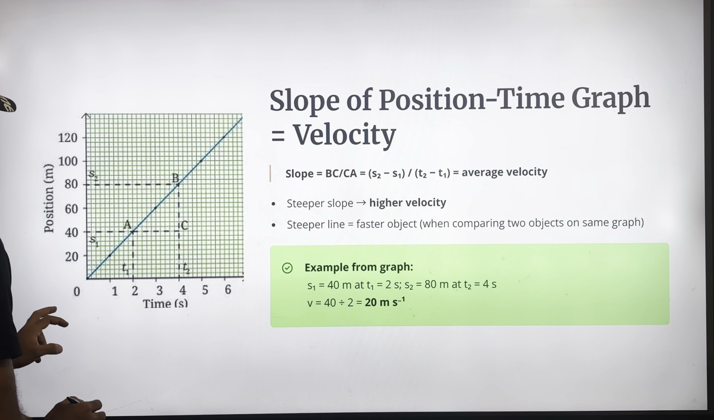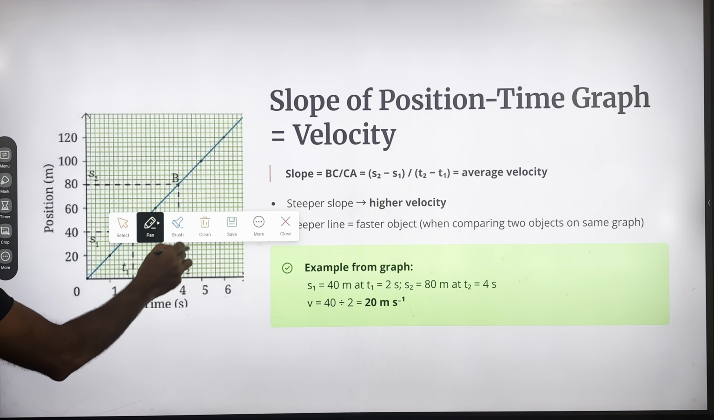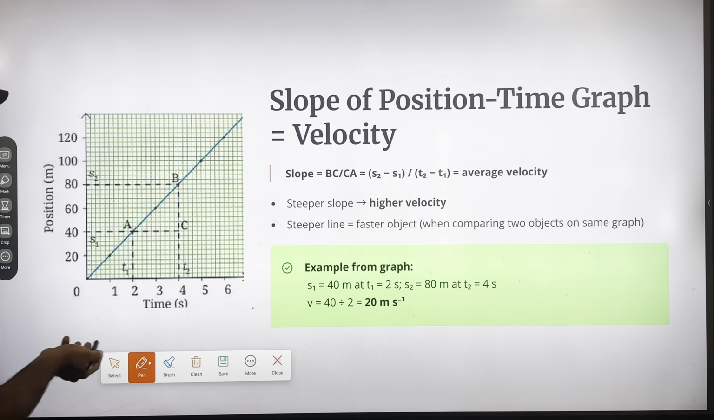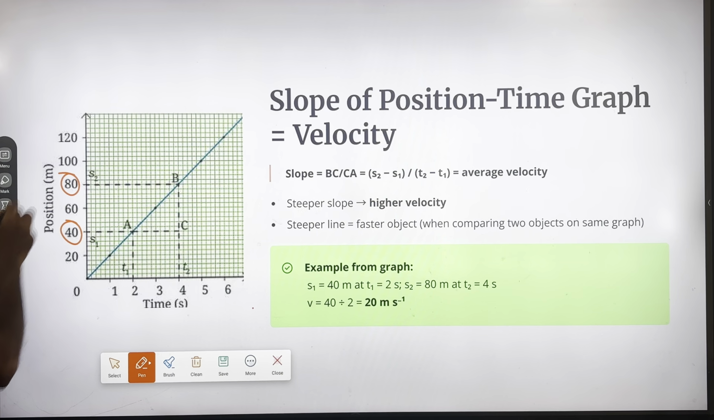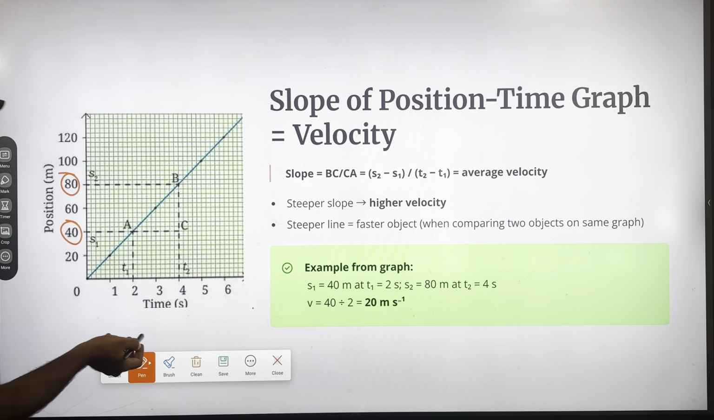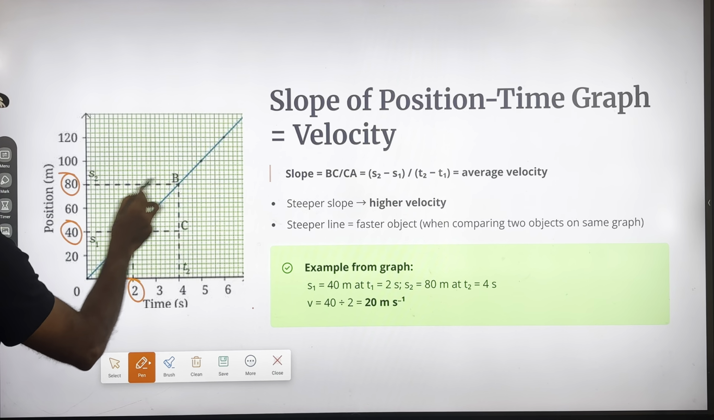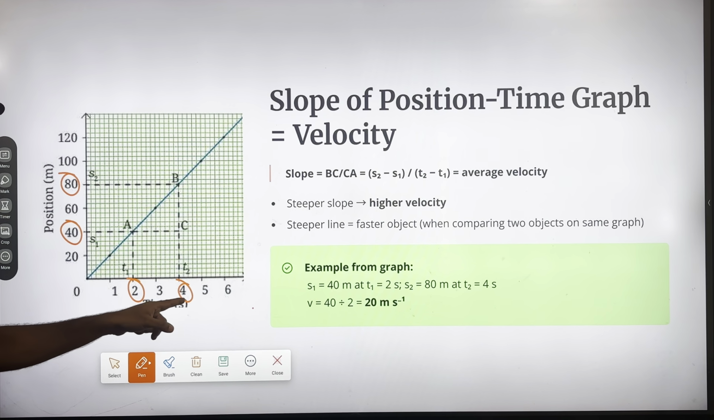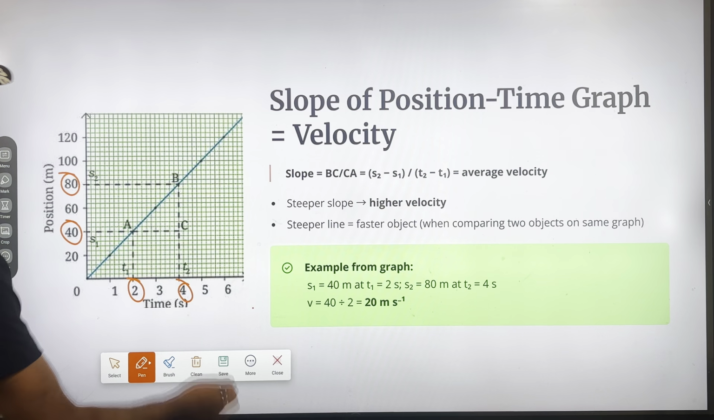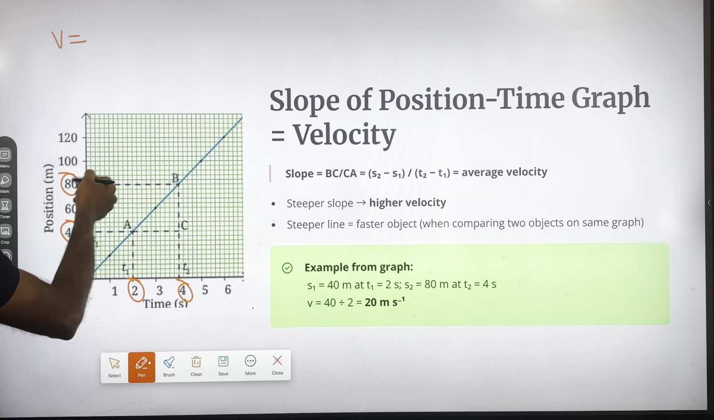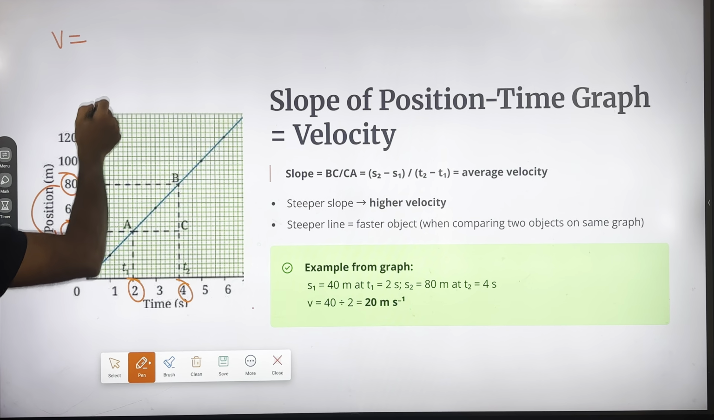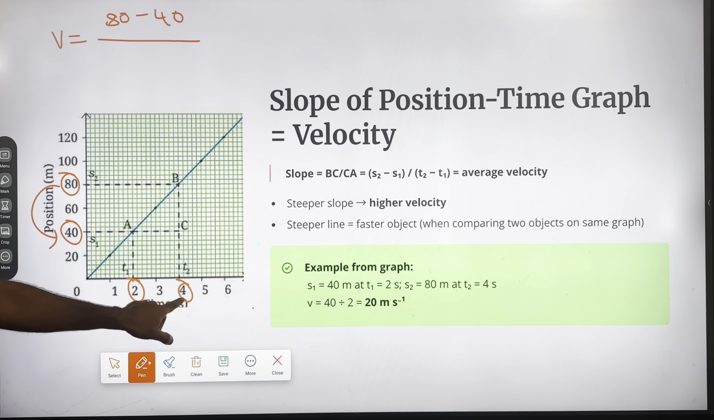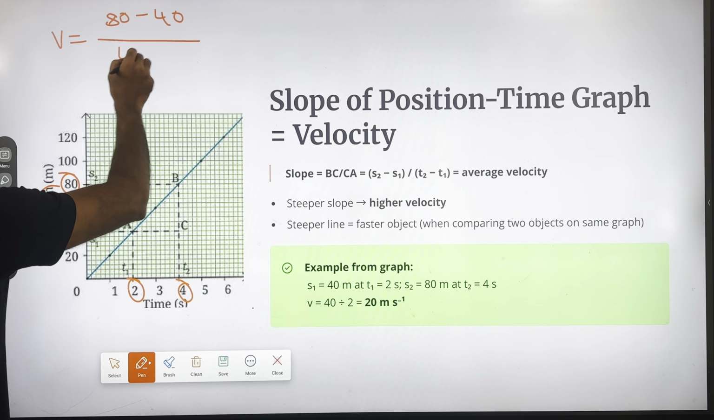In this example, they have taken a position of 40 meters and another position at 80 meters. So you see 40 and 80. The time related to 40 is 2 seconds, and the time related to 80 is 4 seconds. At 2 seconds the object is at 40 meters. At 4 seconds the object is at 80 meters. So find the velocity. The slope of this graph gives you velocity: y2 minus y1, that is 80 minus 40, divided by x2 minus x1, that is 4 minus 2, the time value.